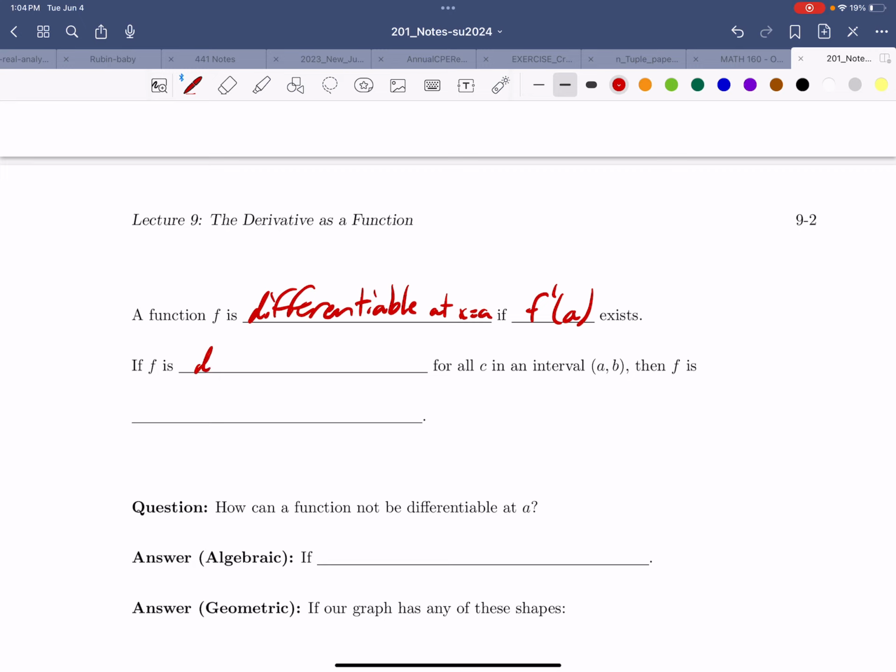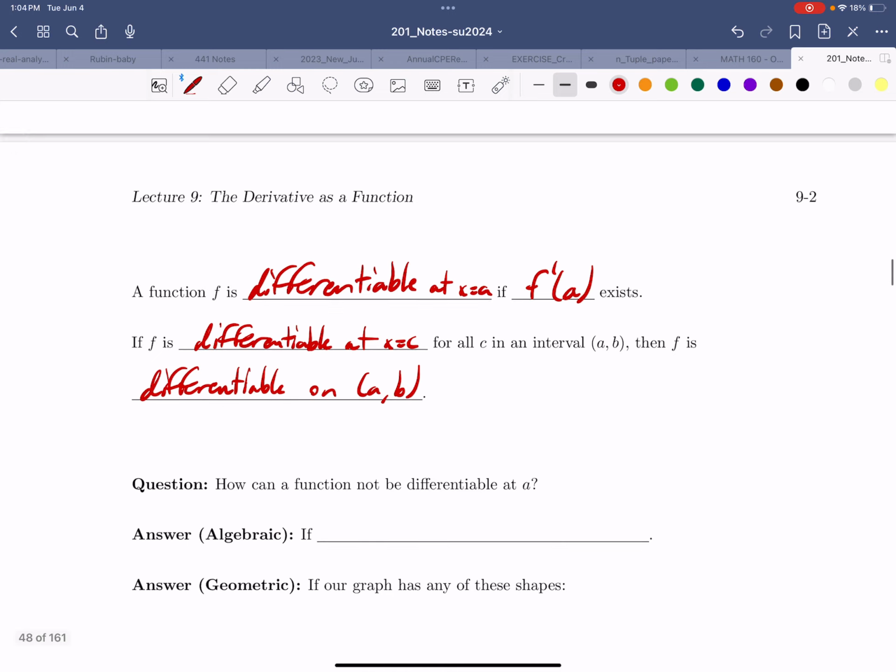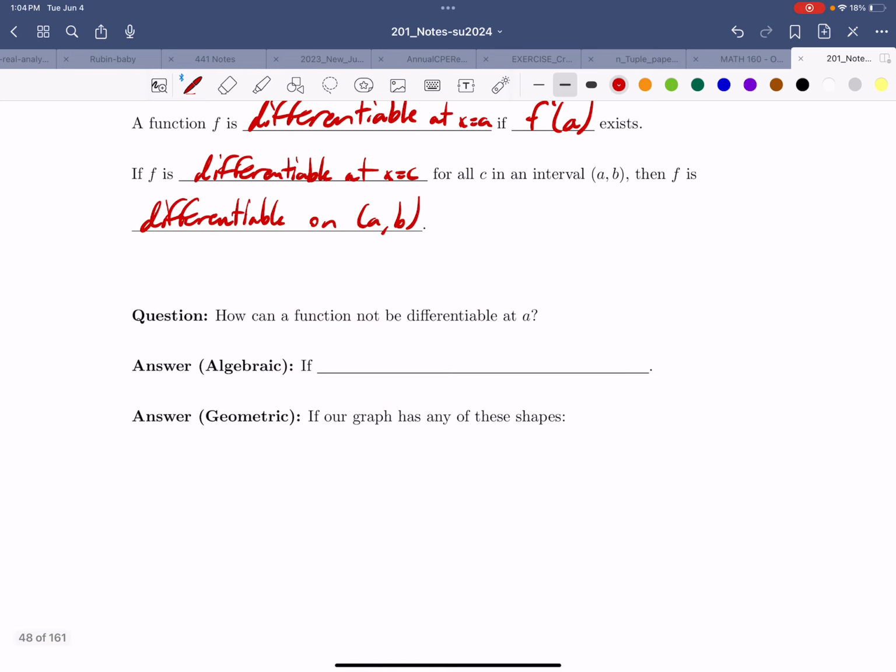If f is differentiable at x equals c, for all c in an open interval, we don't talk about differentiability on closed intervals, then what we say is f is differentiable on the interval a to b. Again, we talk about differentiability only on open intervals. So then the question is, how can a function not be differentiable?